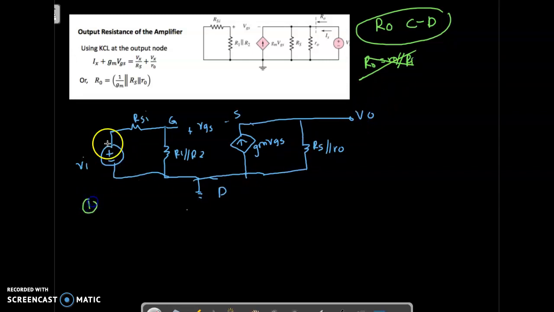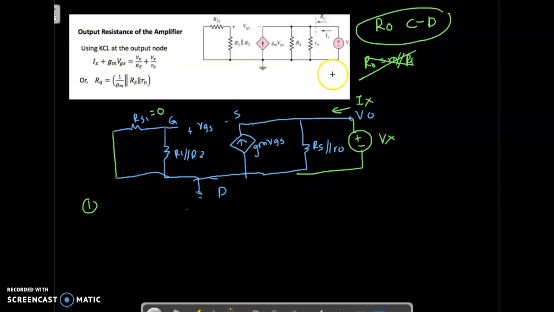First step, what you need to do is make the input shorted. So that means remove your input source and make it shorted. And we are going to assume here your RSI is equal to 0. Okay. Then you need to add a test source. So we call here Vx. And here is your Ix.